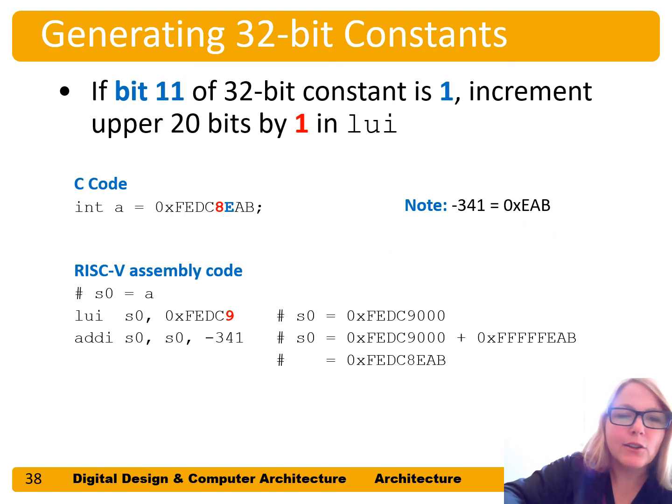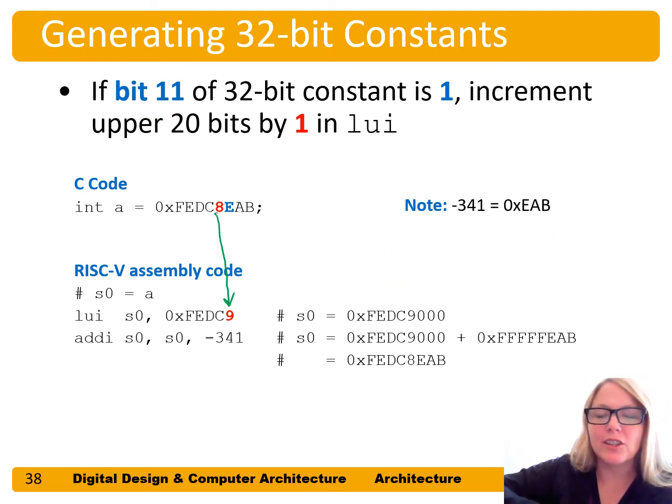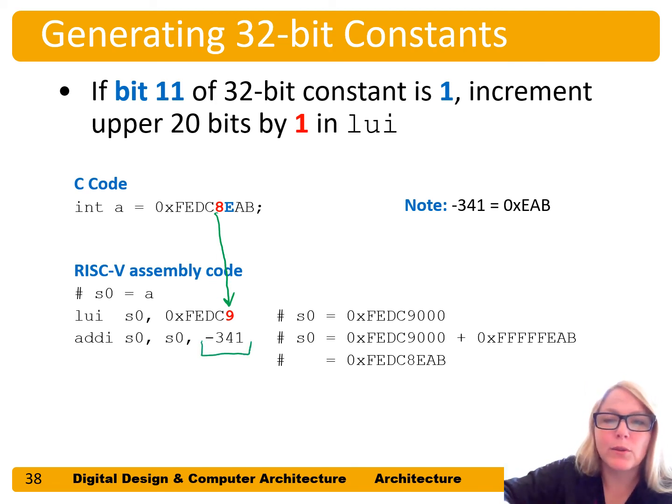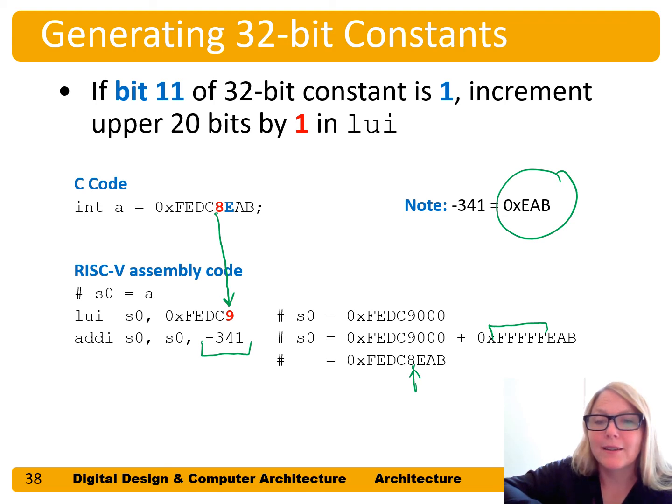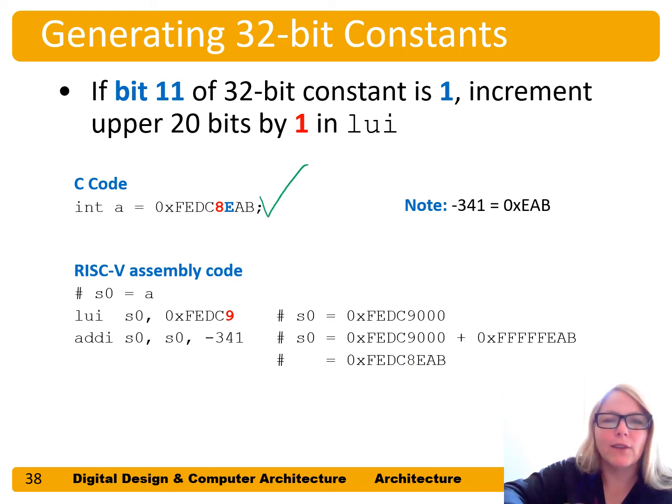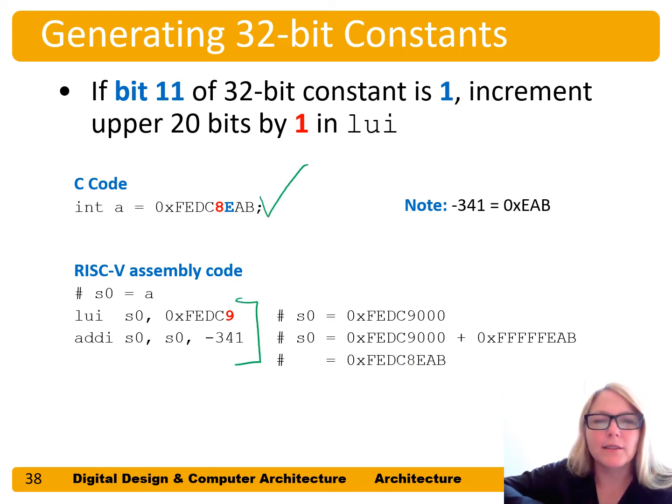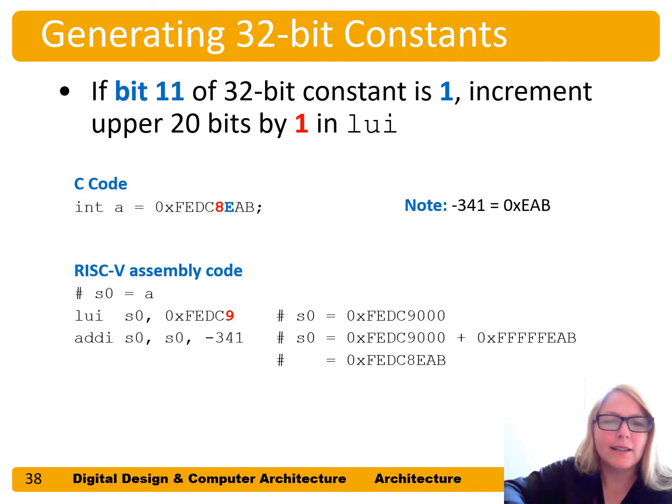So if we increment the top 20 bits by 1, instead of FEDC8, we put in FEDC9. Now, when we add minus 341, which is hex EAB, sign extended, that top 20 bits will get decremented by 1. We'll get FEDC8 exactly like we wanted. So we can still do it in our 2 instructions, but we have to think about it. If you look at your high-level code and then the assembly it compiled to, you might think, that should be 8, how did the compiler mess up? Well, it didn't, because that second instruction, the add immediate, is sign extending that negative value.